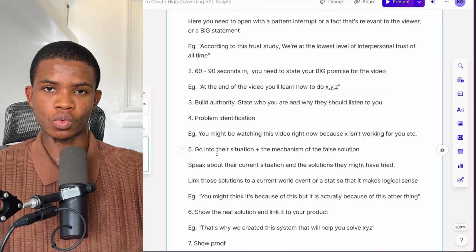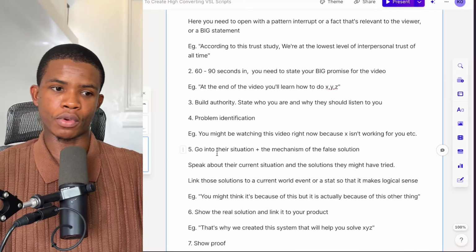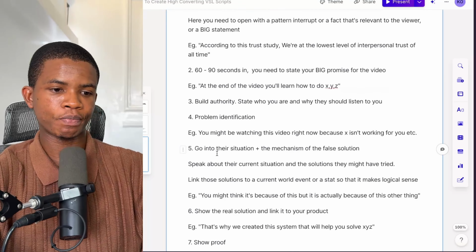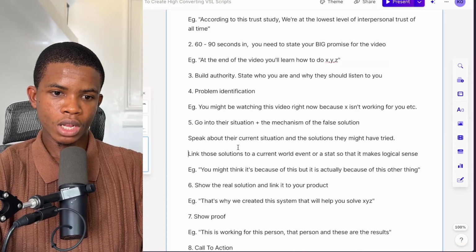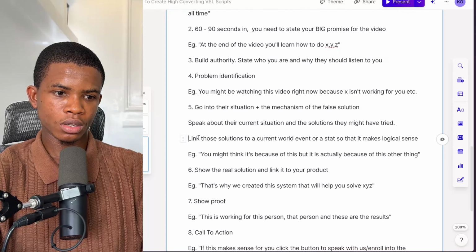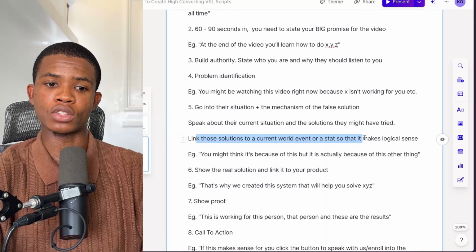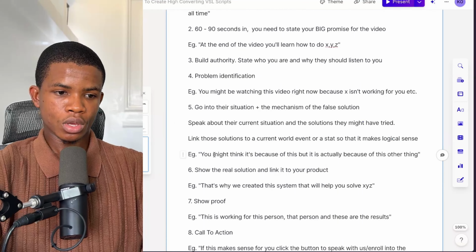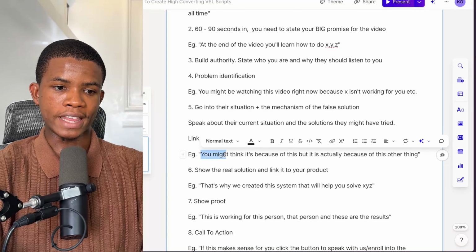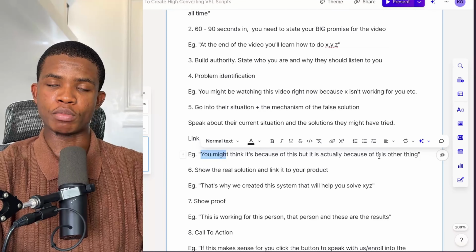This is why X isn't working for you. This is why Y isn't working for you. This is why all of this stuff isn't working for you. And then you need to link those solutions to a current world event or stats so that it makes logical sense. So it might go something like this. You might think it's because of this, but it's actually because of this other thing.